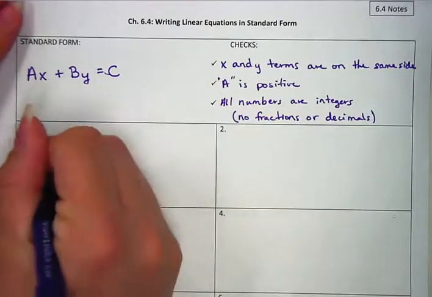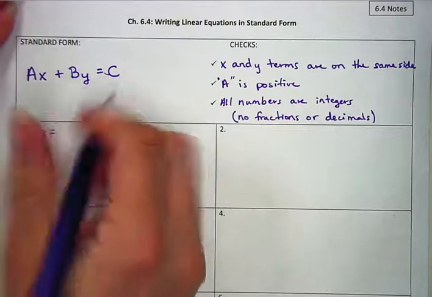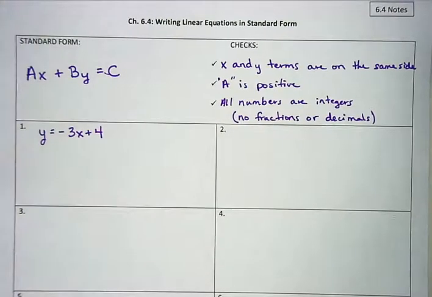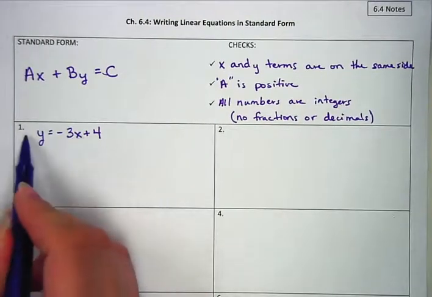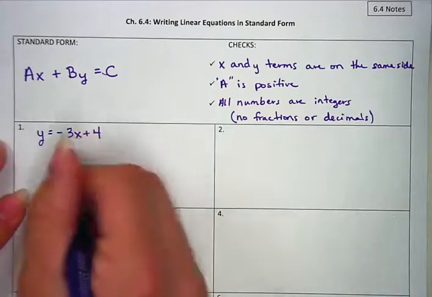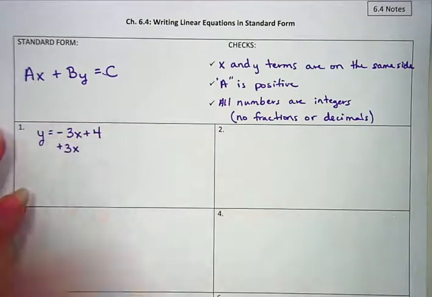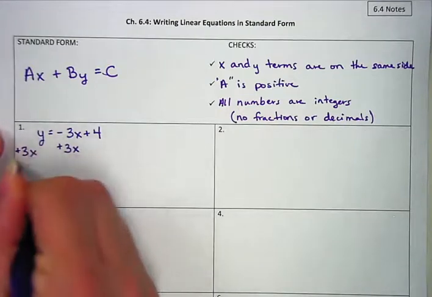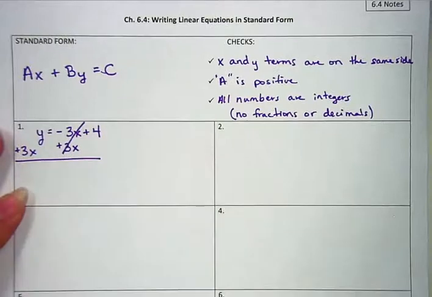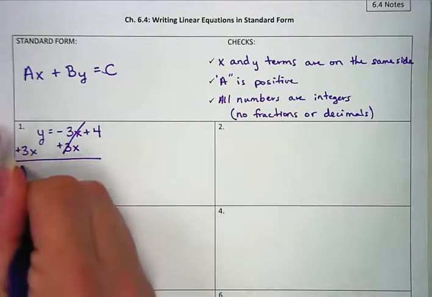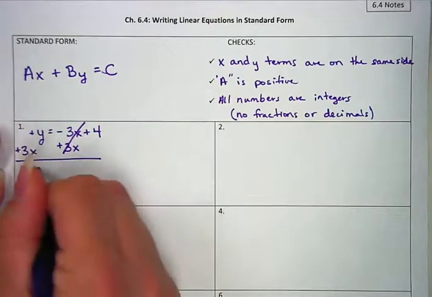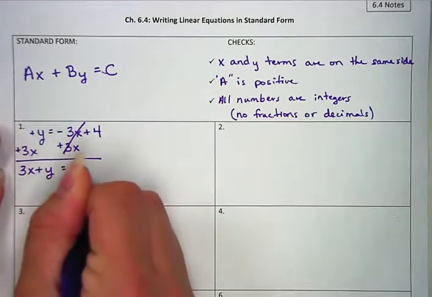So the first one we're going to look at is y equals -3x plus 4. To get this into standard form, we need to move this x to the other side. In order to move it to the other side, we're going to use our inverse operations. So I have to add 3x to both sides. When I do that, this one goes away, and I'm left with positive 3x, and this is understood to be positive as well. So plus y equals 4.